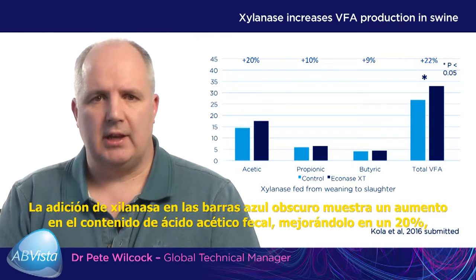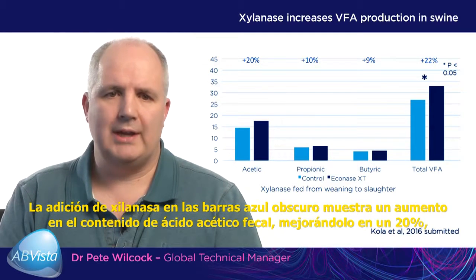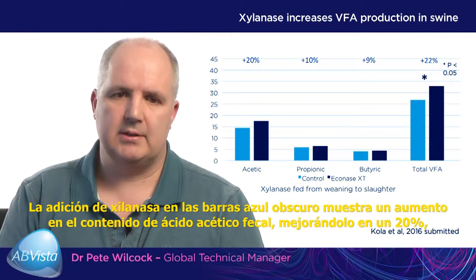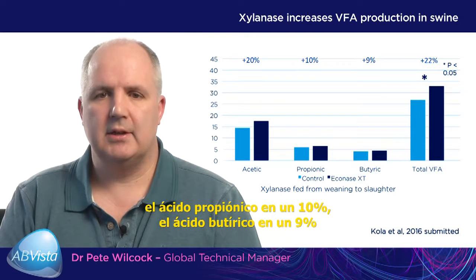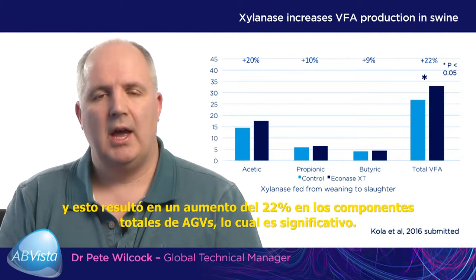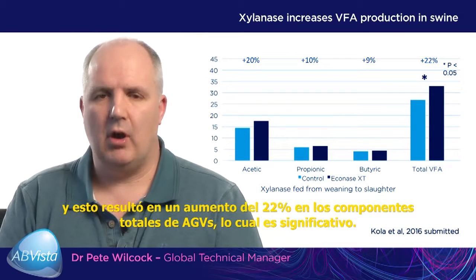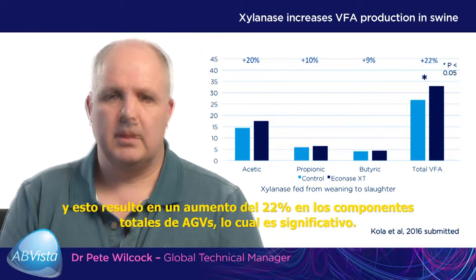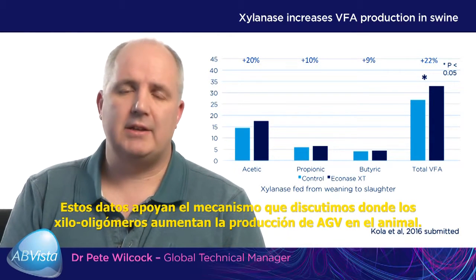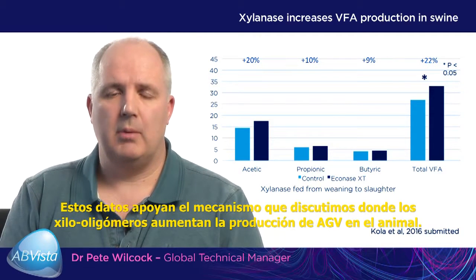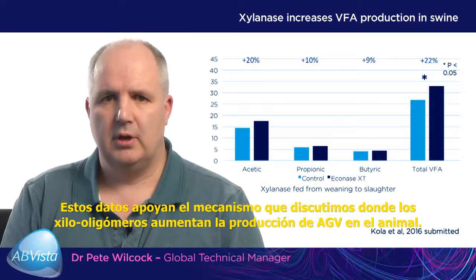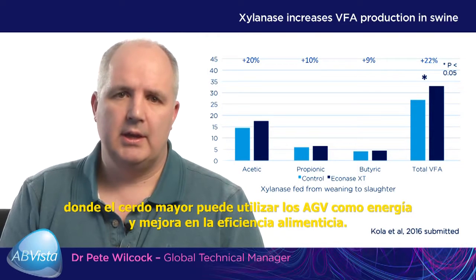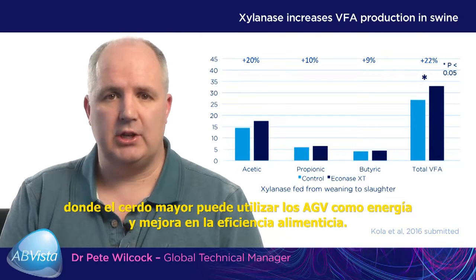The addition of the Xylanase in the dark blue bars showed an increase in the fecal acetic acid content by improving it by 20%, the propionic acid by 10%, the butyric acid by 9%, and this resulted in an increase of 22% in the total volatile fatty acid component, which was significant. This data supports the mechanism that we discussed, where xylo-oligomers increase the volatile fatty acid production within the animal. This is especially important in pigs, where the older pig can utilise volatile fatty acids for energy and improvement in feed efficiency.